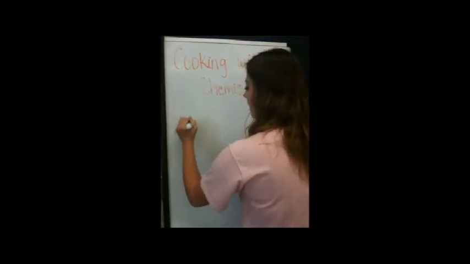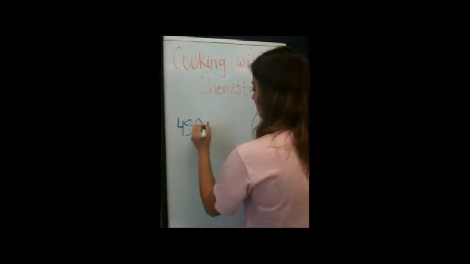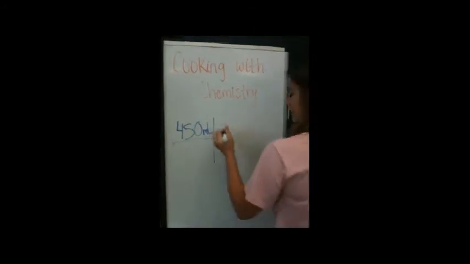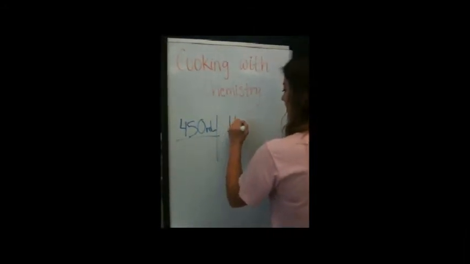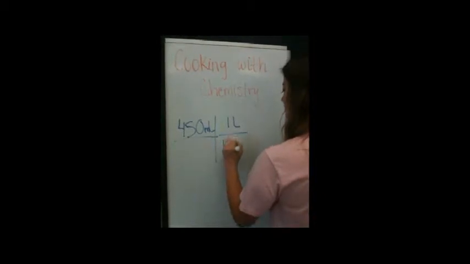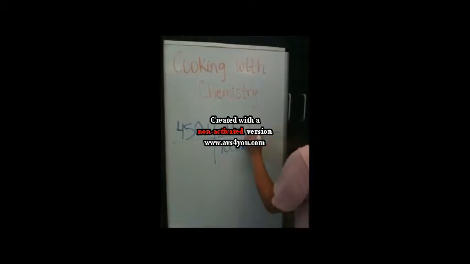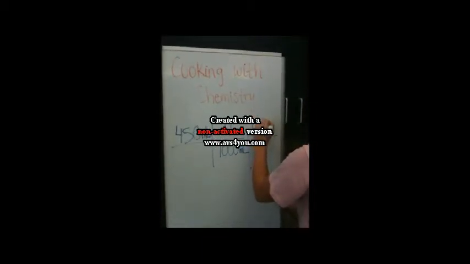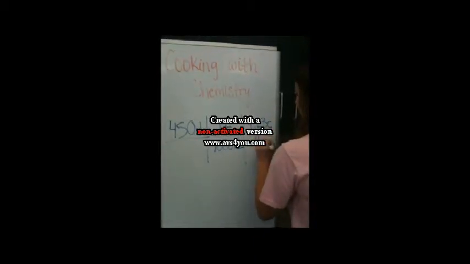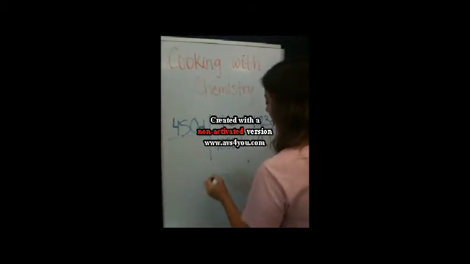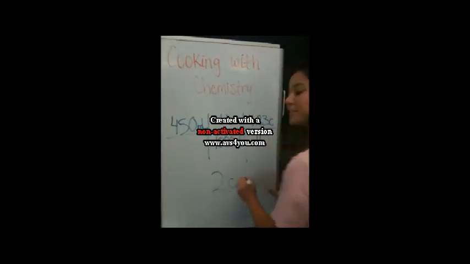So if I have 450 milliliters, and I want to convert that into liters, 1 liter equals 1,000 milliliters, and then 4.23 cups is equal to 1 liter. All right, and if you multiply across the top and divide across the bottom, you get about 2 cups. So you need 2 cups of cream.